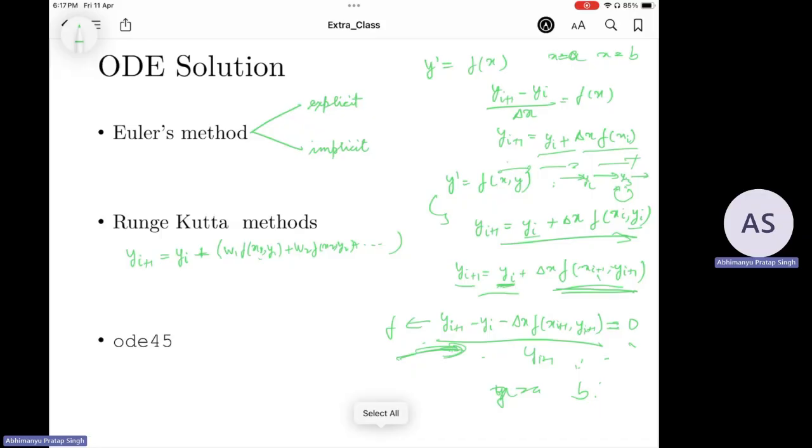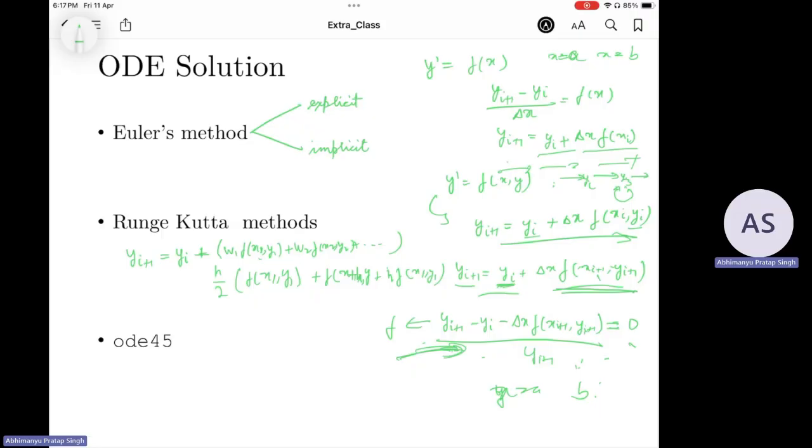If it's an RK2 method, then this becomes h by 2, and then it's f(x1, y1) plus f of x1 and y plus h, and then y plus h times this f(x plus 1), like that. You can go through the previous lecture notes. Okay.